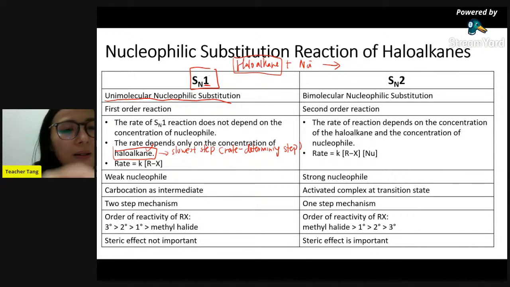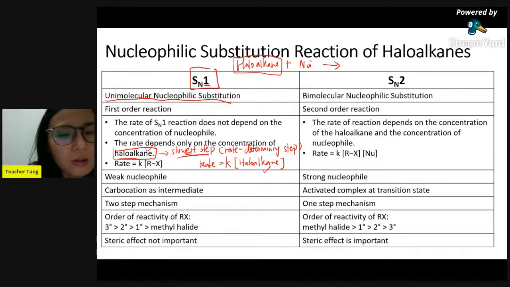The reaction mechanism is called SN1 because the slower step of the reaction only involves the haloalkane. Therefore, if we want to write the rate law of the SN1 reaction, we only write rate equal to rate constant multiplied by the concentration of haloalkane, because in the slower step, only the haloalkane is involved. So only the concentration of haloalkane can affect the rate of the reaction.